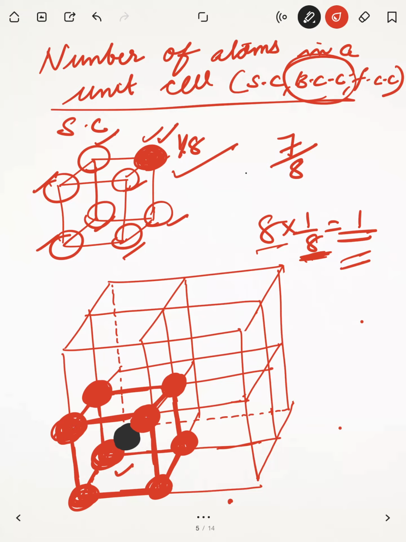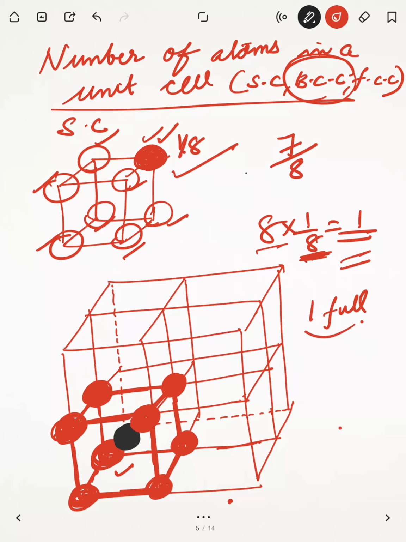So at the interior center, there is one atom. Its contribution to this particular unit cell is 1 full. So BCC means, in addition to the 8 corner atoms, there is one atom at the interior center, body centered cube. This is not actually black in color, it is red in color only. To make you understand where its location is, I am drawing like this.